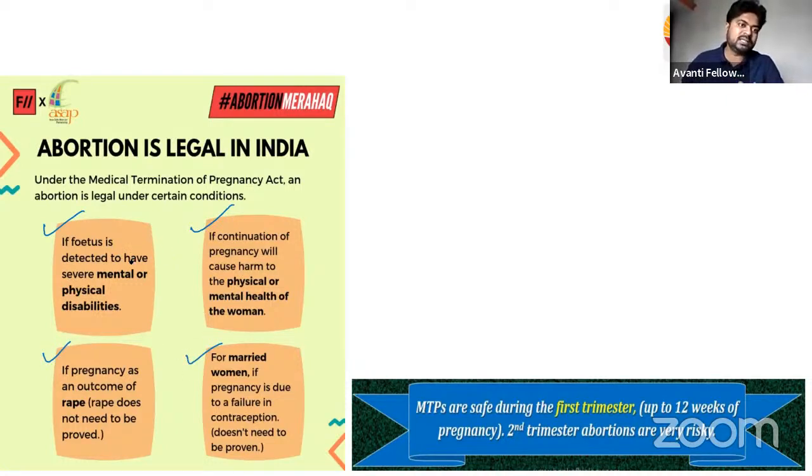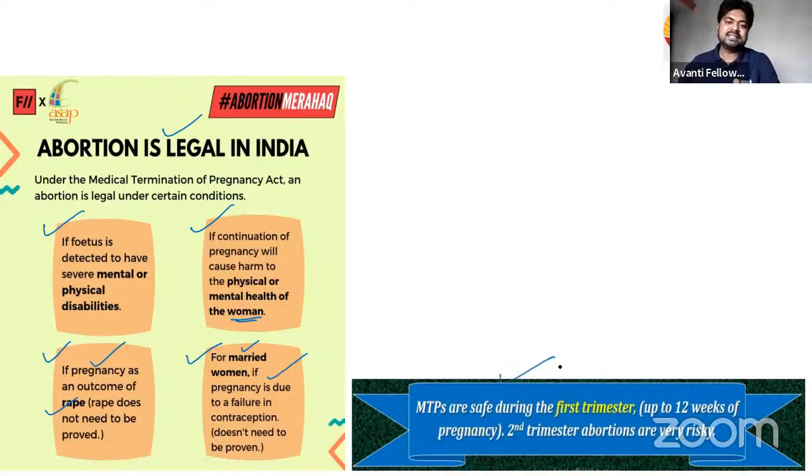पहला condition क्या है? If fetus detected to have a severe mental or physical disabilities. Okay, मतलब उसमें कुछ physical mental disabilities है. If fetus के अंदर, then it is legal in India. Okay, उसका permission मिल जाएगा. If it harms the woman, okay, मतलब जो pregnant lady है उसको अगर harm होता है, then it is legalized. If pregnancy is the outcome of rape, ठीक है, rape से अगर pregnant रहती है कोई lady, then it is legalized. And if a married woman wants to abort the pregnancy, then it is legalized. तभी ये legalized है.